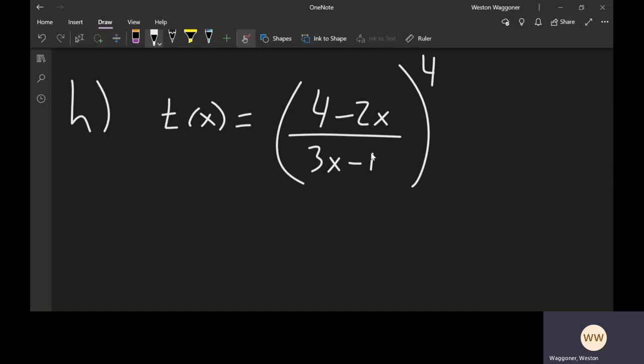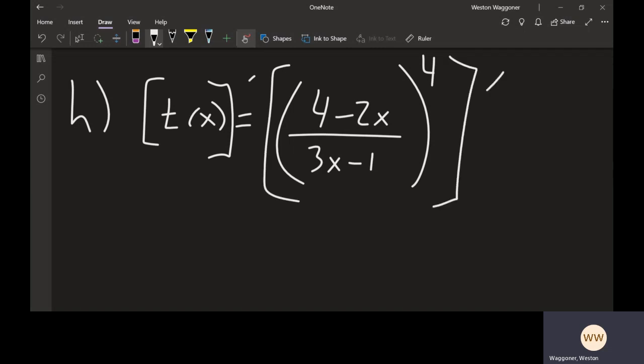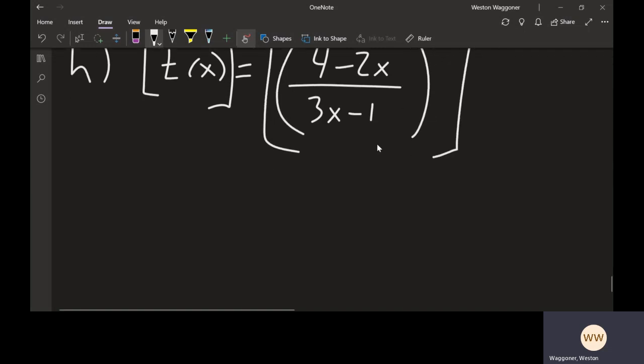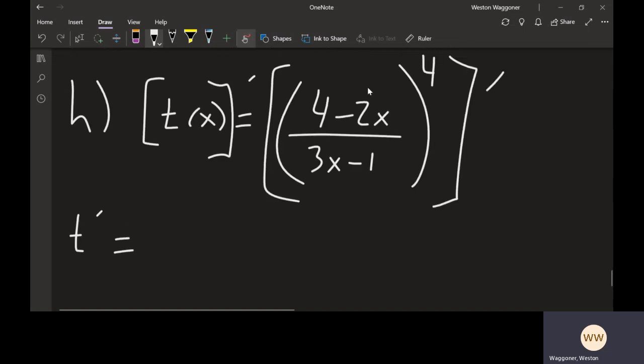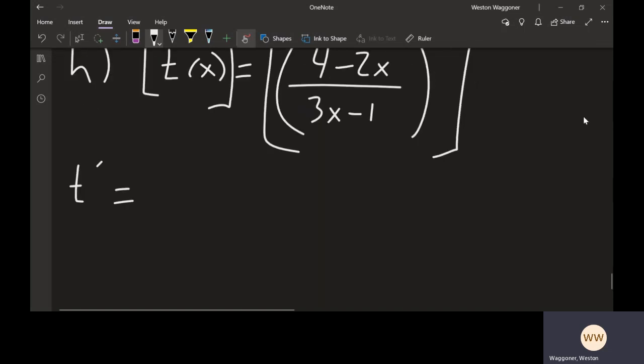Let's start with telling ourselves that we're going to take the derivative of this. So I'm going to say, take the derivative of this. Okay, so what we're going to have is t prime, that I'll probably start leaving out. This t prime is going to be equal to power rule, so I'm going to drop this 4. Going to keep what's on the inside.